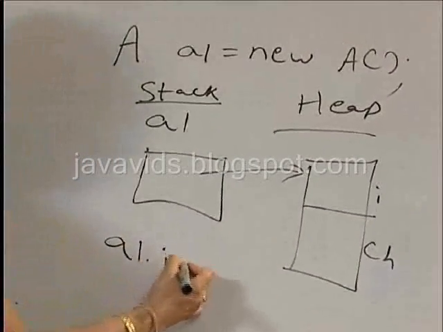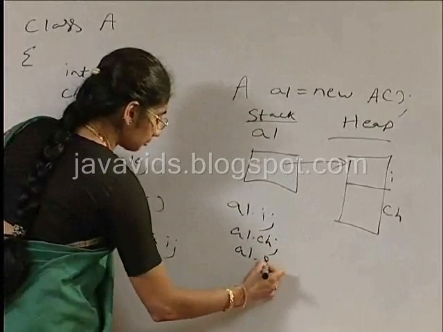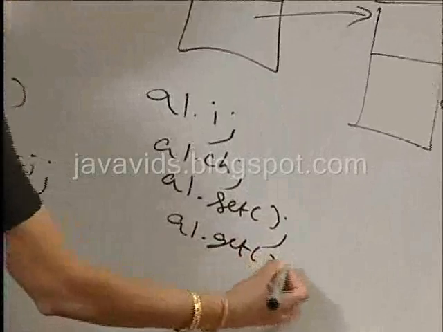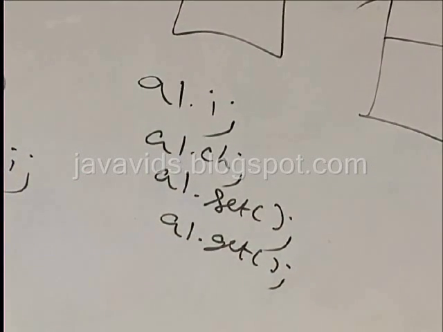It could be a variable or it could be a method. Likewise. So this is how we access the members of a class.